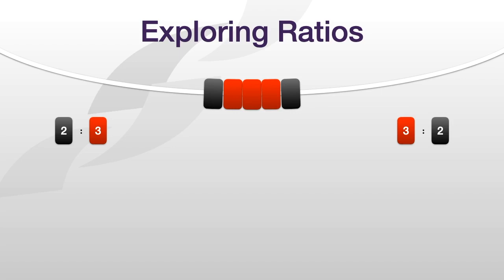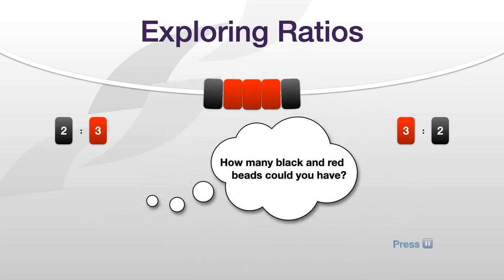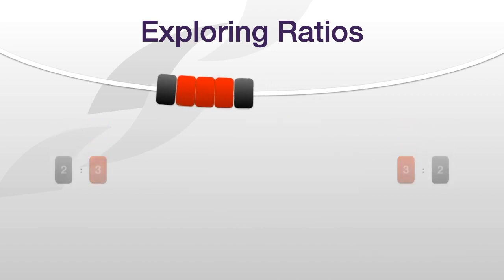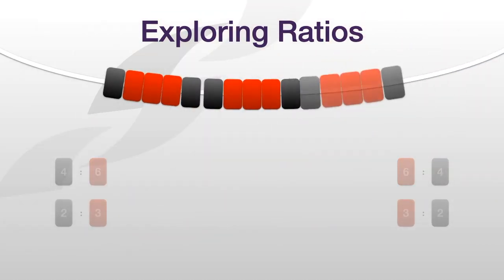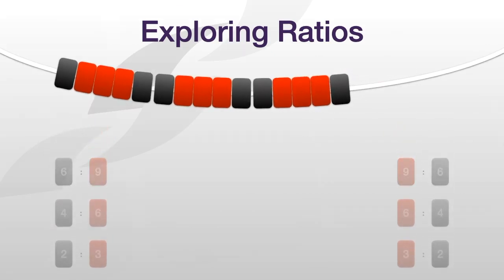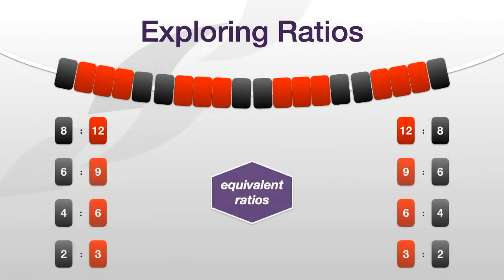What if you repeated this pattern? Using this same ratio, how many beads of each color might you need? Repeating this pattern would give you 4 black beads to 6 red beads. 4 to 6 is equivalent to 2 to 3. Likewise, 6 to 4 is equivalent to 3 to 2. Continuing gives more equivalent ratios. There are 2 sets of equivalent part-to-part ratios.